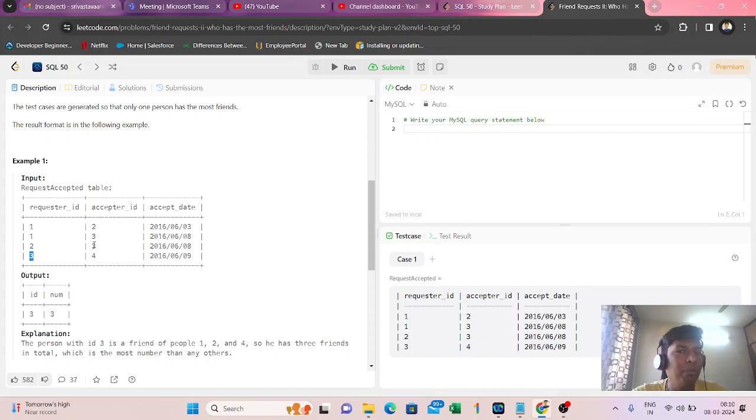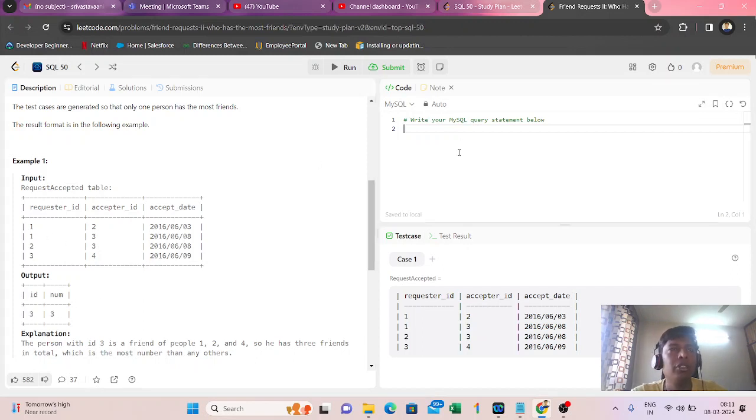So you have to see in both the columns. If the name is printed in requester ID or in acceptor ID, both will be counted in the total count, and hence we will calculate the result after counting inside both the columns. I hope you have understood the question, and the output is 3 because 3 has the most number of friends and the count is also 3.